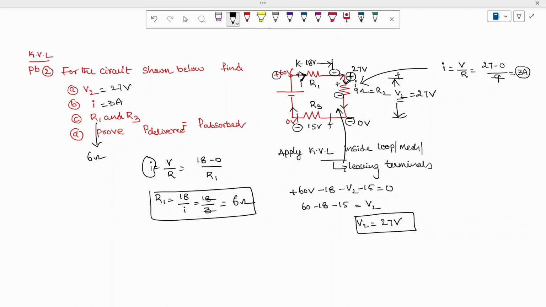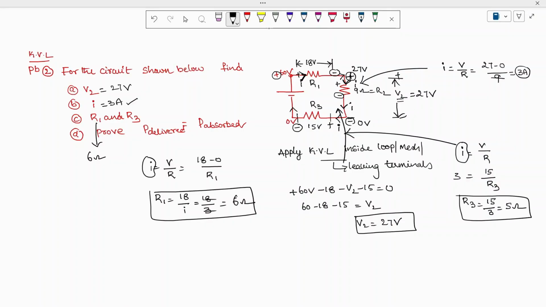Similarly, the current I is flowing in this direction. Current I is equal to V by R. We have 15 volts divided by R. We don't know the value of R; that is R3, which we need to find. But the total current flowing in this branch is 3 amperes, so that is equal to 3. From here R3 is equal to 15 by 3, which is 5 ohms. So successfully we found the value of R3 is 5 ohms.